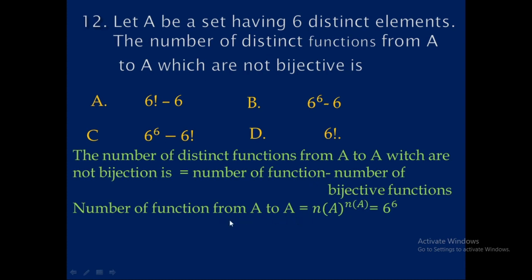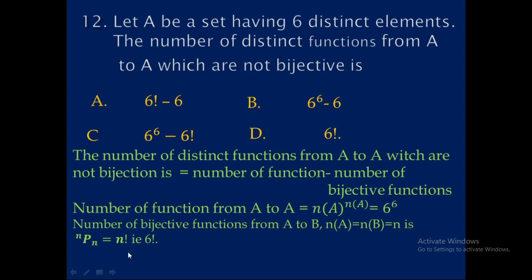Here the number of elements of the domain is equal to the number of elements of the codomain, so bijective functions exist. Suppose A contains n elements and B contains n elements, then the total number of bijective functions from A to A is factorial n, or you can say nPn, the number of permutations of n objects taken all at a time. Here n is equal to 6, therefore the number of bijective functions is factorial 6.